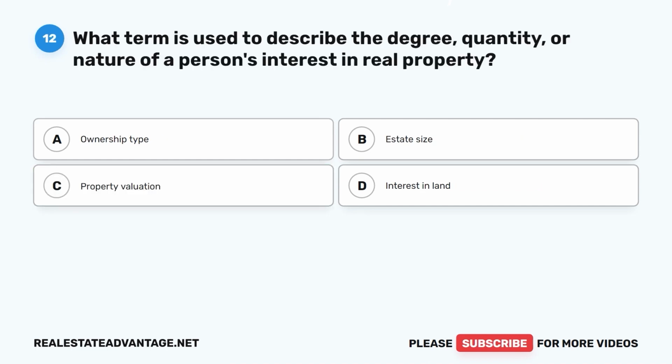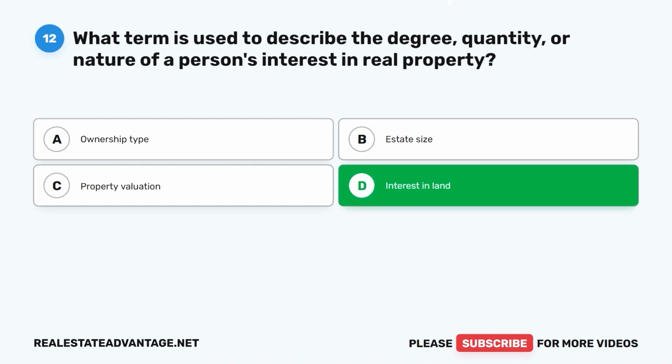Question 12. What term is used to describe the degree, quantity, or nature of a person's interest in real property? A. Ownership type. B. Estate size. C. Property valuation. D. Interest in land. The correct answer is D.